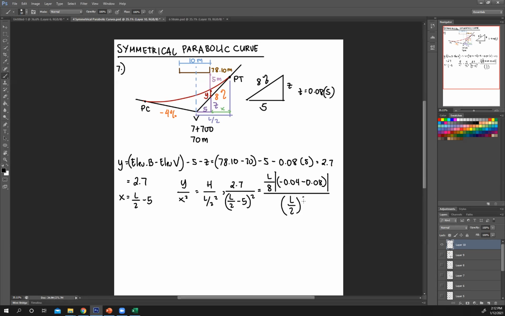Now we can solve for L. Anybody, please solve for L. It's not that. Nope. It's not 206.